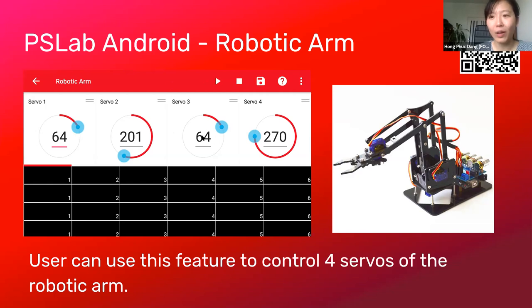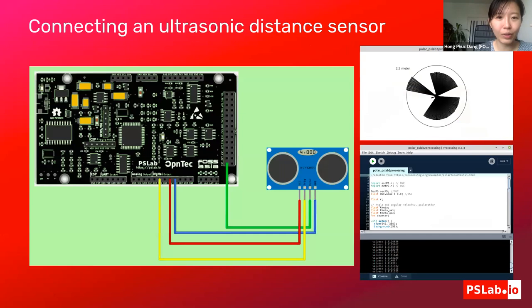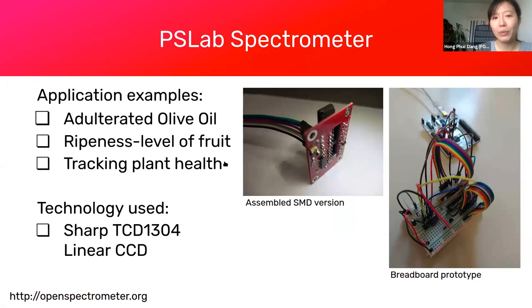This project was also released on GitHub, in a public repository. And this is another example of how a student connects with a sensor to measure distances. And recently, we have a collaboration with biologists here in Germany to use the PSLab in connection with a spectrometer. Yeah, so these are a few applications of something that we built in the community, with use cases in society and real-life applications.